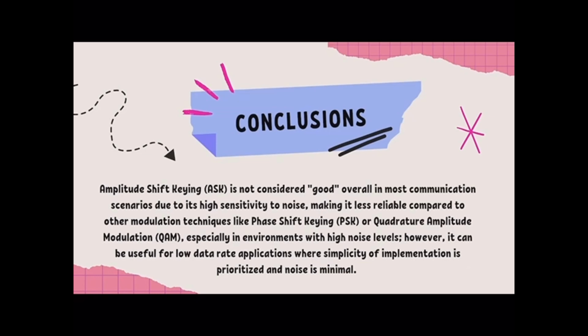But if we want to implement it in something like a mini project, or a place that doesn't have that much noise, we can use it because it's a simple one, not like phase shift keying or quadrature amplitude modulation, which are very good in high noise levels, but we don't require them in the simple case where the noise is very minimal.